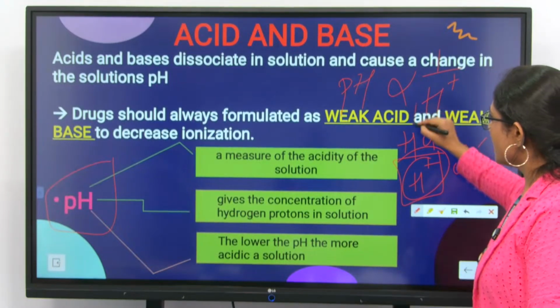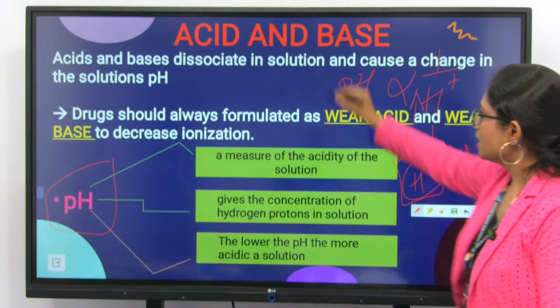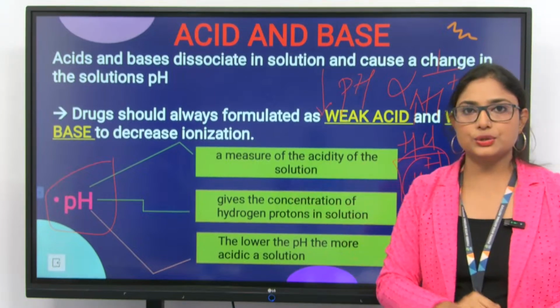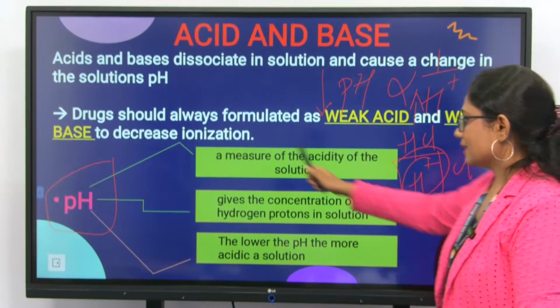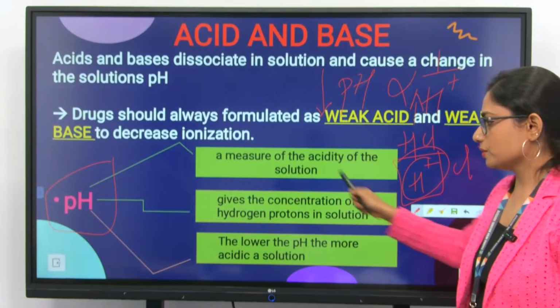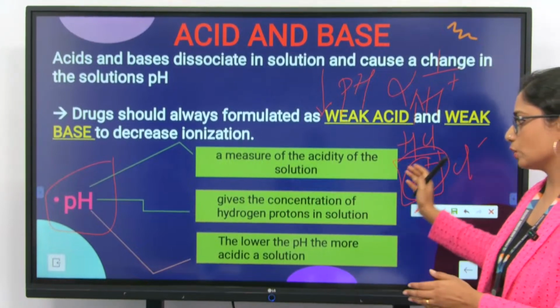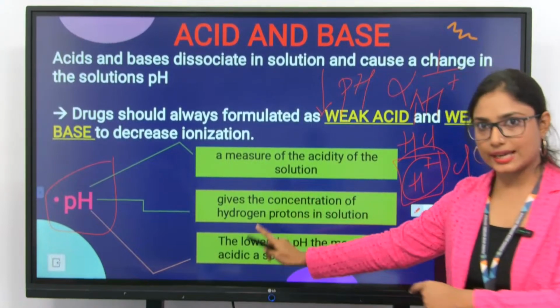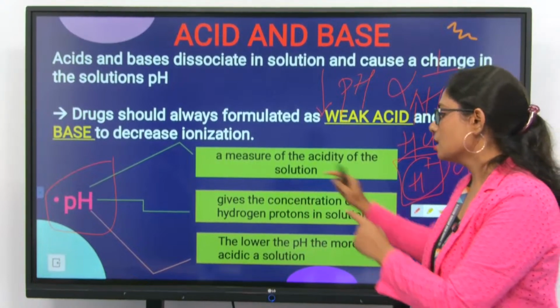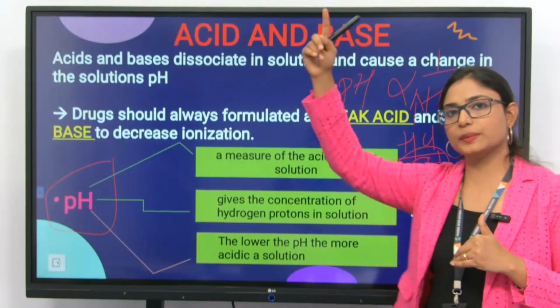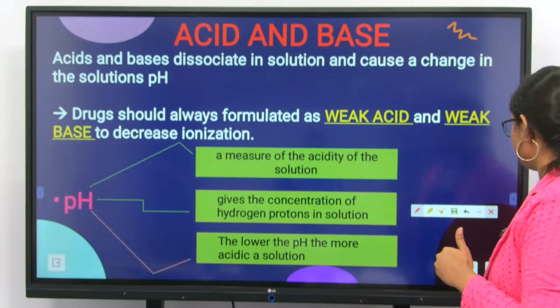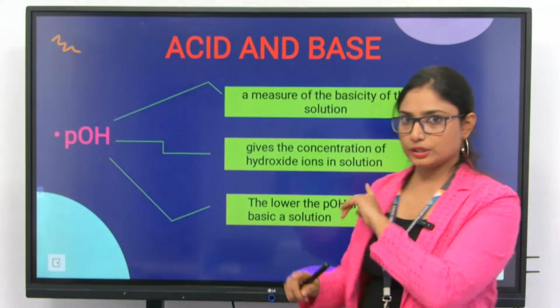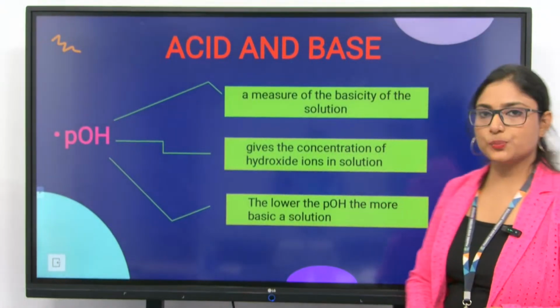So that means, what? More H plus ions in a solution, lesser will be the pH value. Okay. That is a measure of acidity of a solution. What is pH? It's a measure of acidity of a solution. It gives the concentration of hydrogen ions or protons in a solution. Lower the pH, more will be the acidity. Now, before moving to the scale, I'll just explain what is pOH.